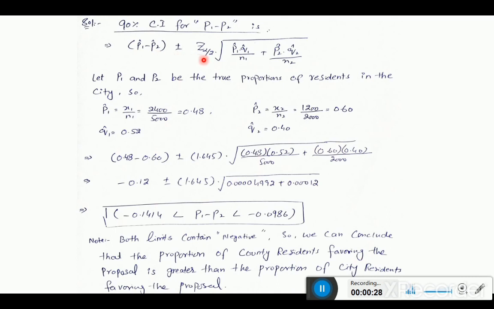Same z alpha by 2. Now p cap 1 q cap 1 divided by n1, meaning success of city 1, failure of city 1, divided by n1 the sample size, plus p2 success of city 2, q2 failure of city 2, meaning the county, and n2 the sample size. Look first, p1 and p2 are the true proportions of residents in the city. Now, as a statistic, p cap 1 is found by x1 divided by n1. In the city the sample is 5000, out of 5000 it is 2400.